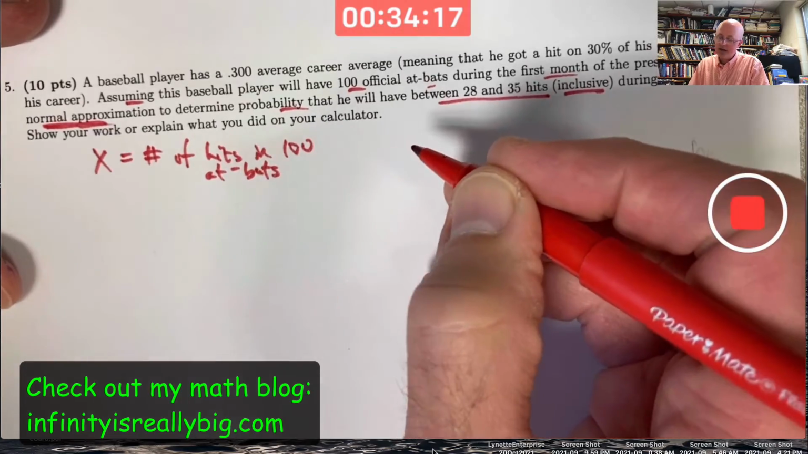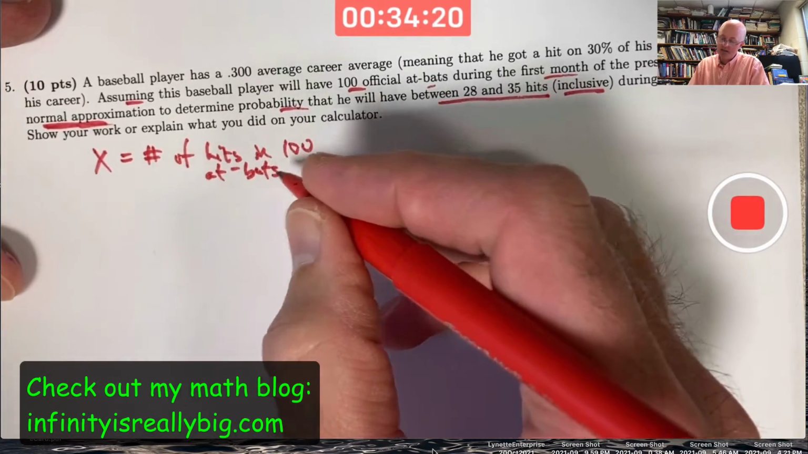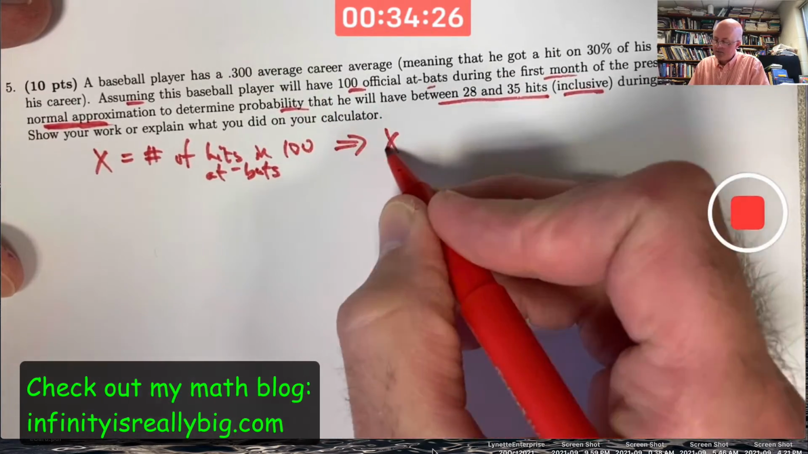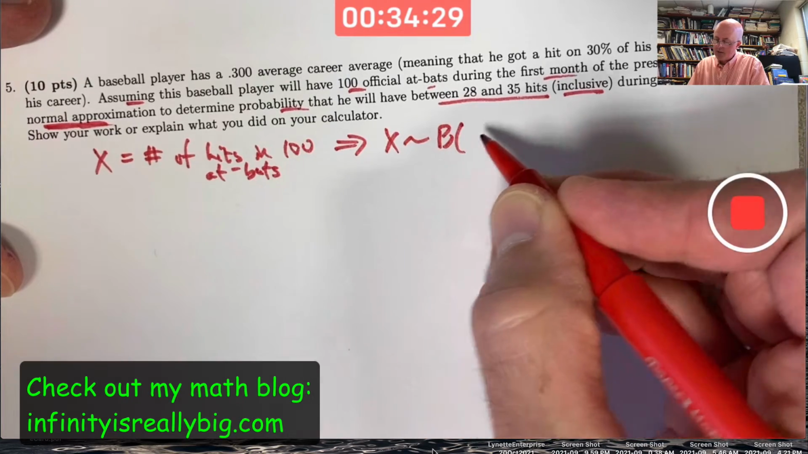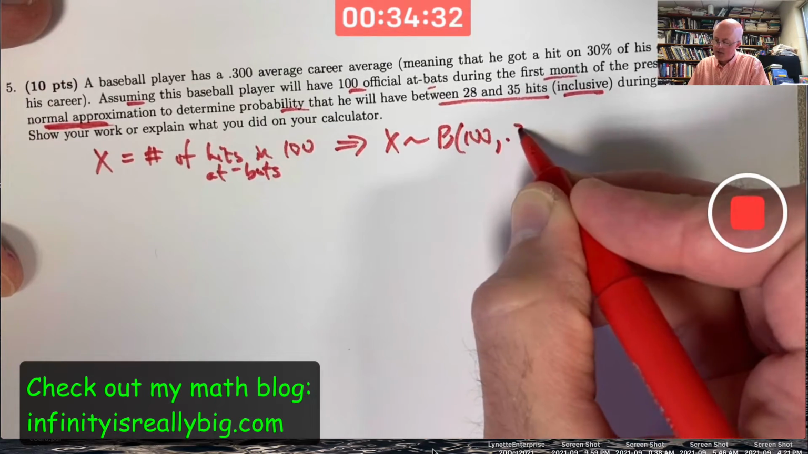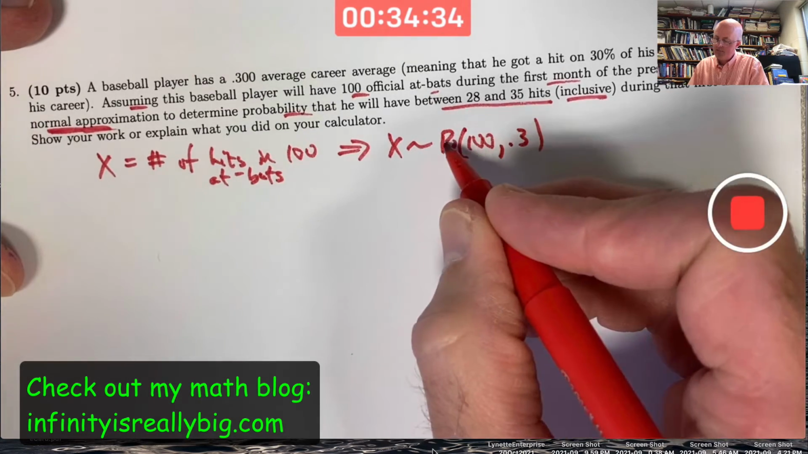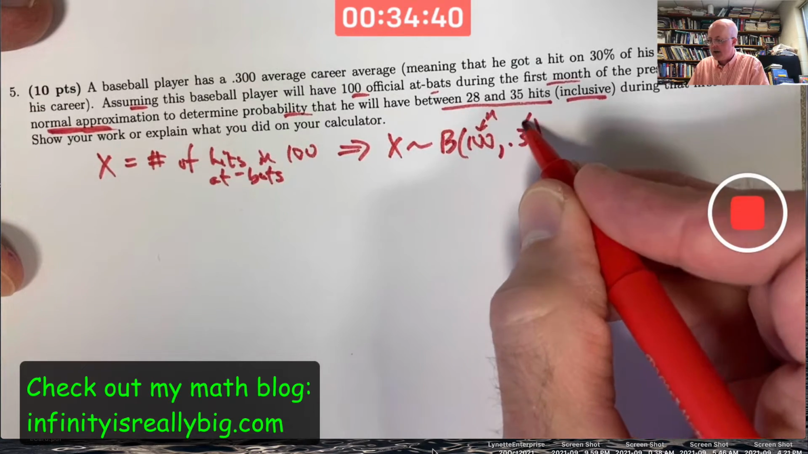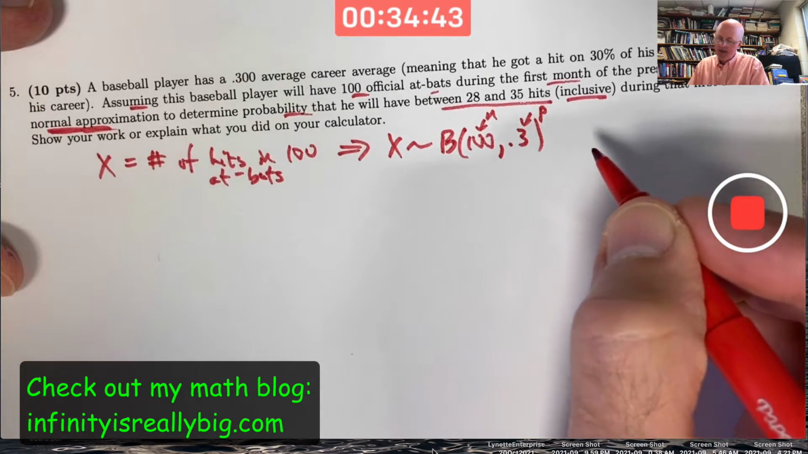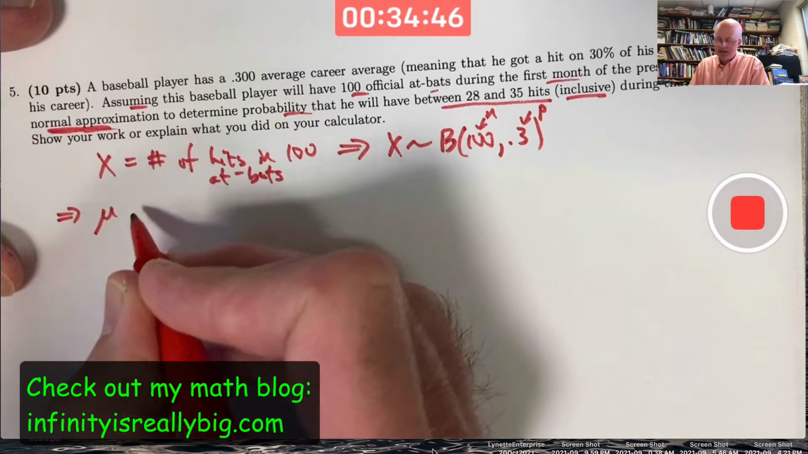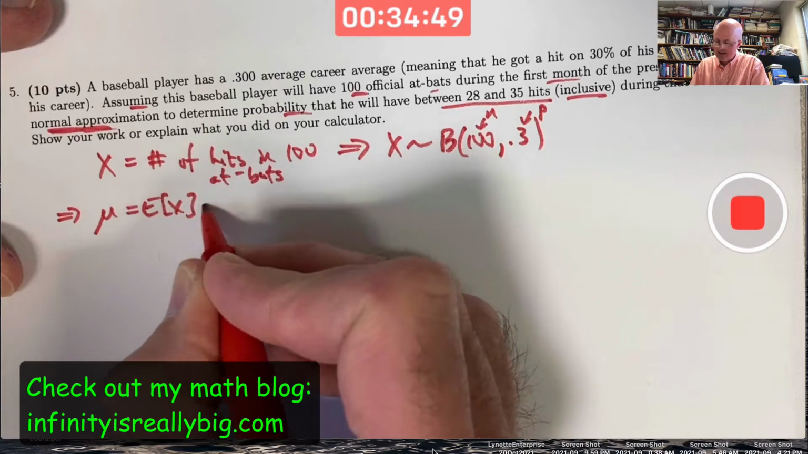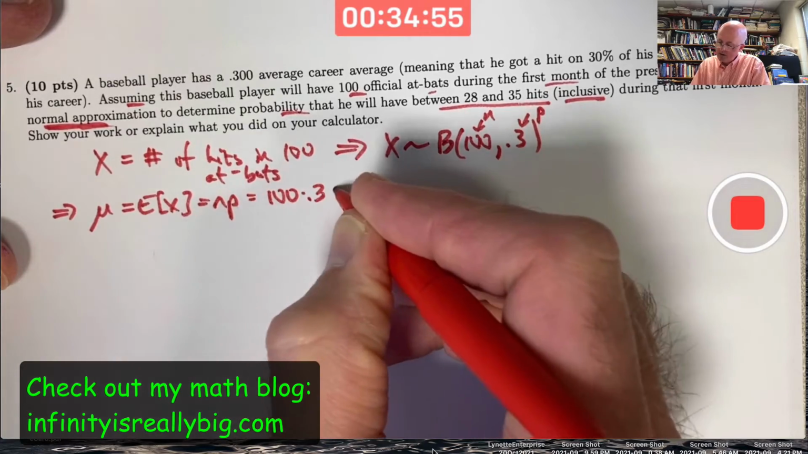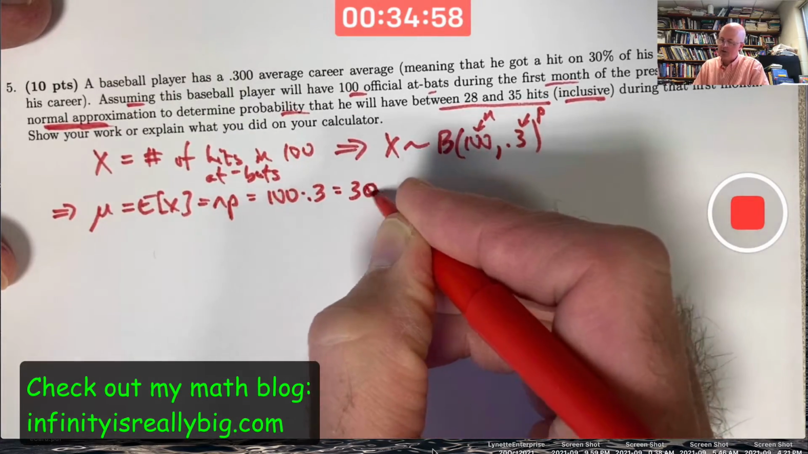I know with my students we've talked about this kind of example before. You're counting the number of successes in a certain number of trials, with a fixed probability of success on each trial. X is binomial with parameters n equals 100 and p equals 0.3. This means its mean, its expected value, is n times p. That's a special formula for binomials. 100 times 0.3, which is 30. You could expect to get 30 hits in 100 official at-bats.